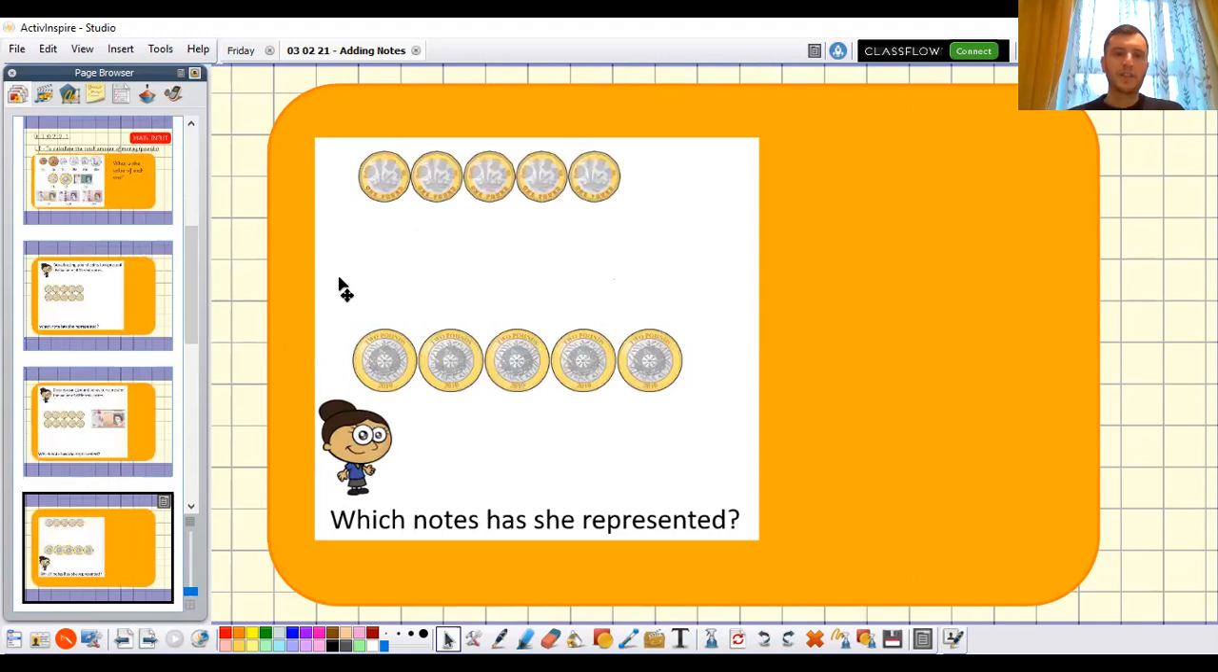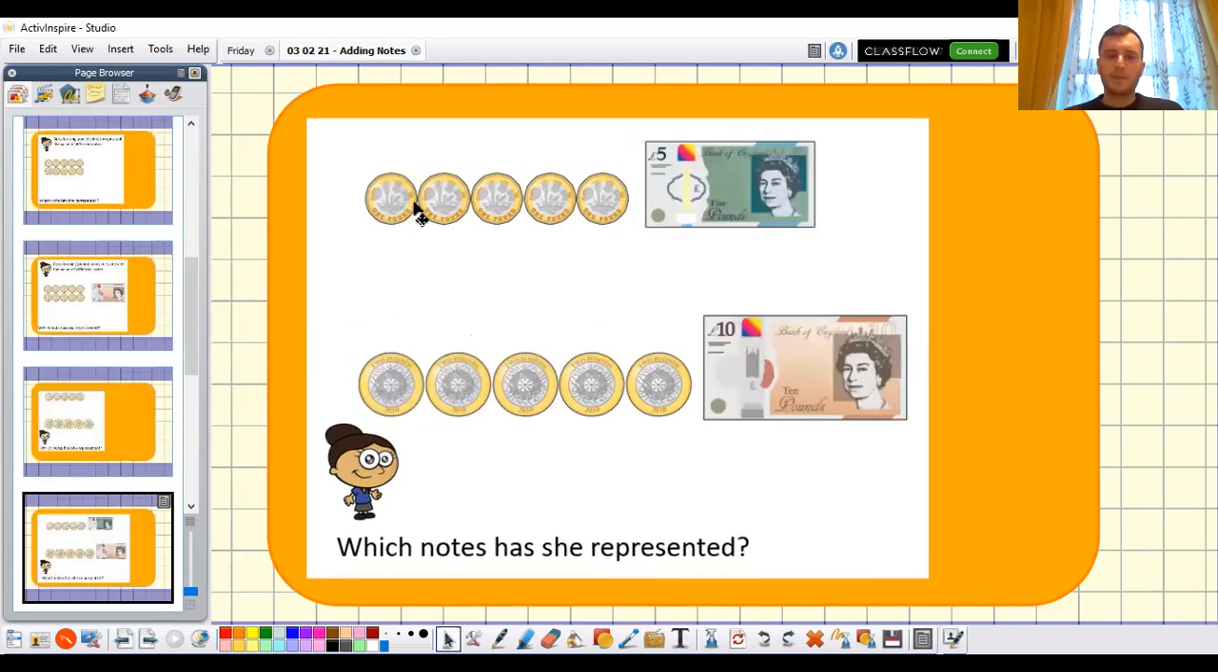Next one, which notes has she represented here? So at the top we have £1 coins, and there are 1, 2, 3, 4, 5. And at the bottom, these are £2 coins, which are slightly bigger, and there are 1, 2, 3, 4, 5. Which notes has she represented this time? Have a pause, have a think. Can you solve those ones yourself?